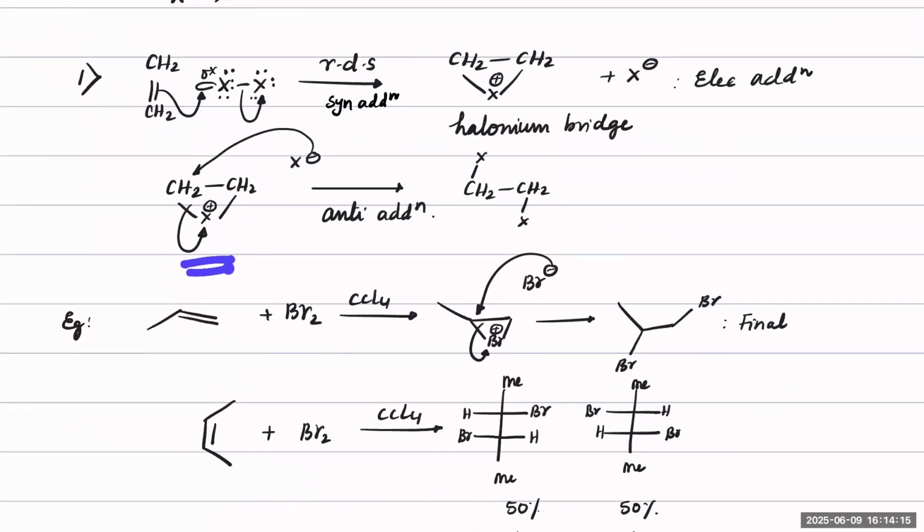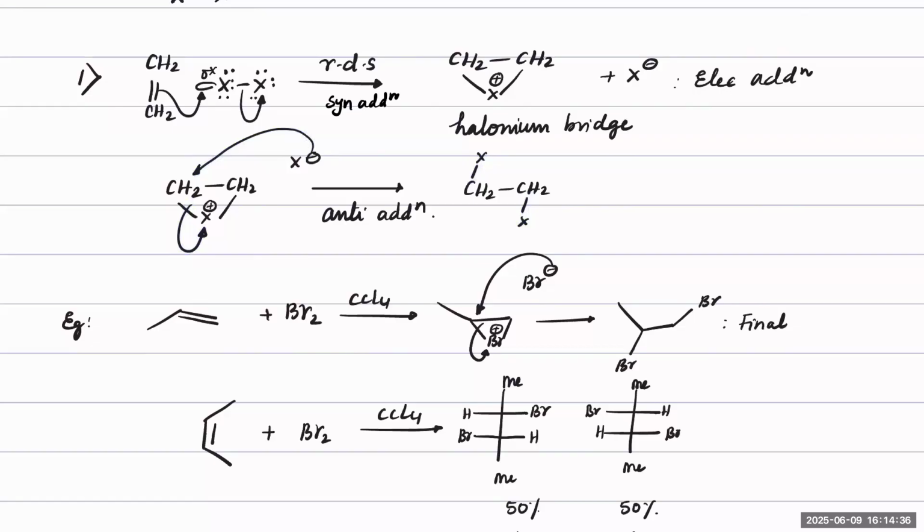Once you get the halonium ion, now the next molecule, the X minus which is already present in the solution, will act like a nucleophile and try to attack on either side. In this case, it is symmetrical, so it could add on either side. So we'll get X minus here, the bond will break, and both X will be present.